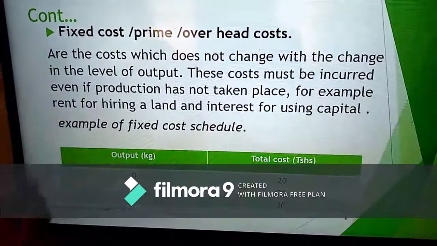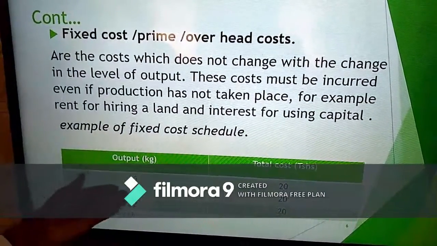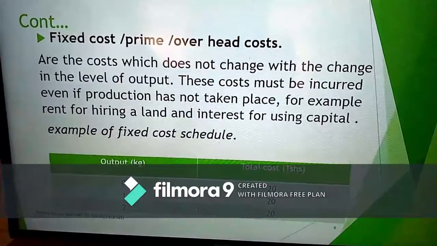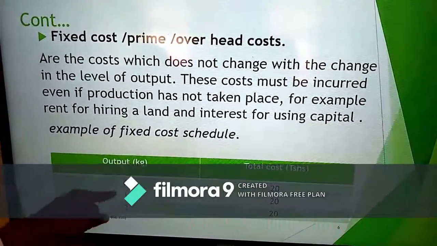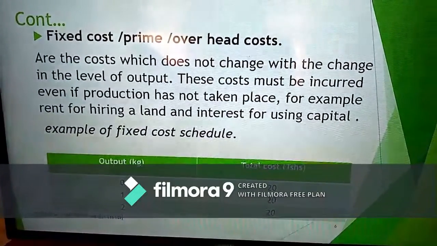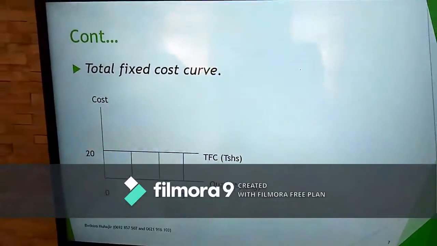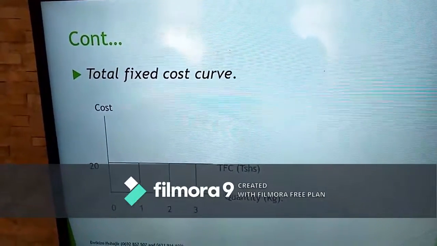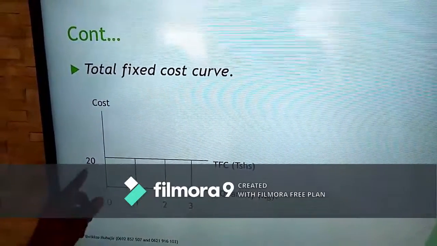You can see here that when a firm produces at the output level 1, it pays the total fixed cost of 20 shillings. But also, when the production increases from 0Q1 up to 0Q2, which is 2, the firm pays the same amount, which is 20 shillings. This can be depicted by the graph here. We call it a total fixed cost curve.